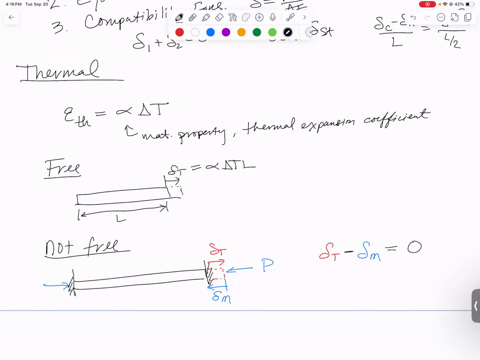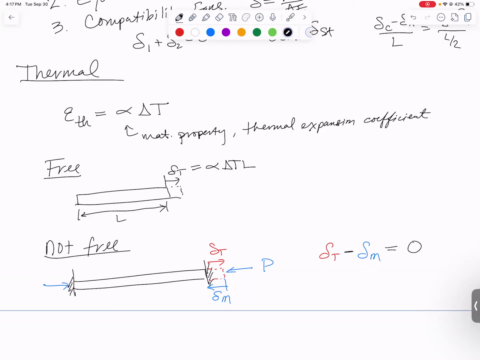And there are a few different ways you can do the sign here. I tend to draw P in the direction I think it's going to act and draw my delta thermal and mechanical the way I think they're going to act. So I would say delta thermal is going that way, then we're going to subtract from it how much it contracts to set it equal to 0. Then we just replace those with what they're equal to.